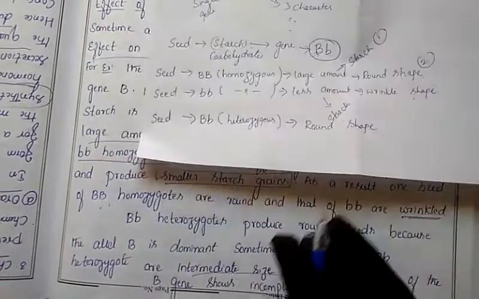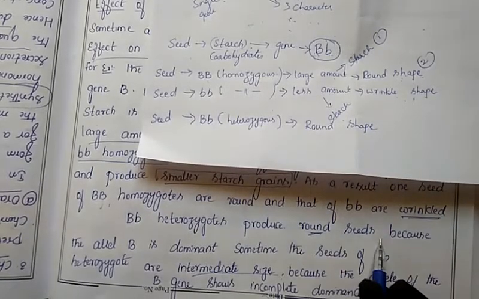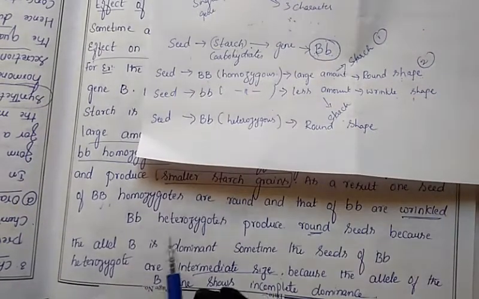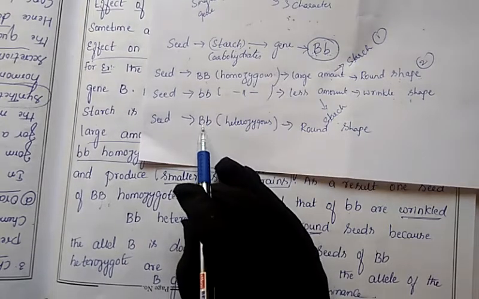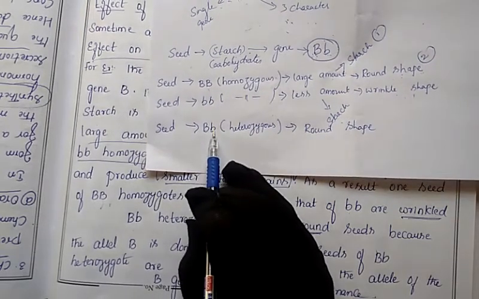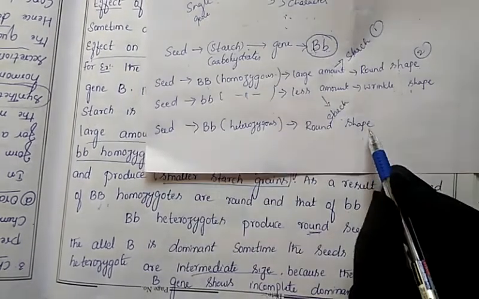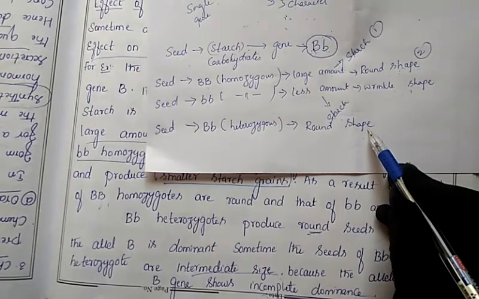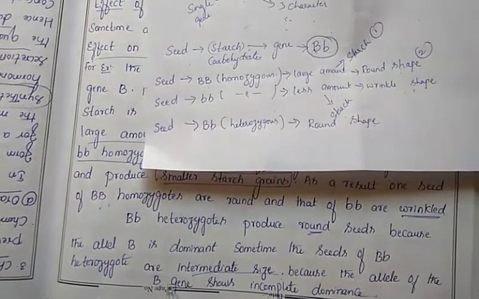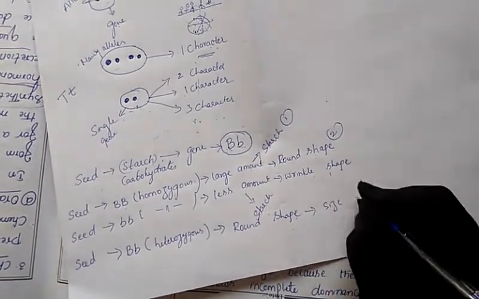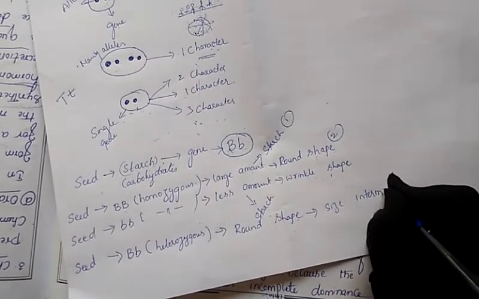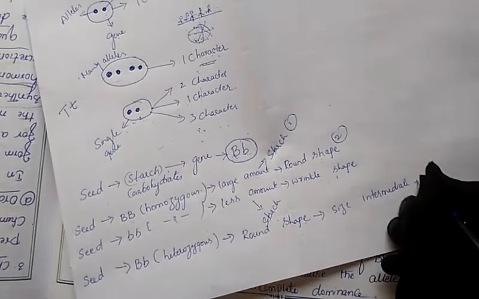So the round shape is appearing. Heterozygous produces round shape seeds. Why? Because capital B is dominant over small b. That means the dominant allele dominates the recessive, so the seeds will be produced in round shape. But the size will be intermediate here.